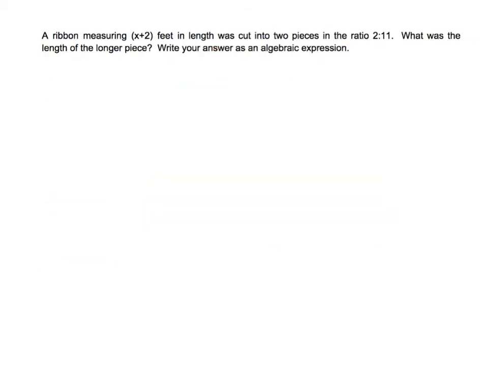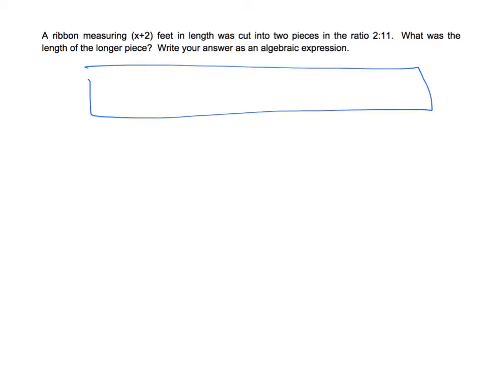All right, the next one says, a ribbon measuring x plus 2 feet in length was cut into 2 pieces in the ratio of 2 to 11. What was the length of the longer piece? So, write your answer as an algebraic expression. The best way to demonstrate this is I'm going to draw a piece of ribbon, and it's saying it's a ratio of 2 to 11.